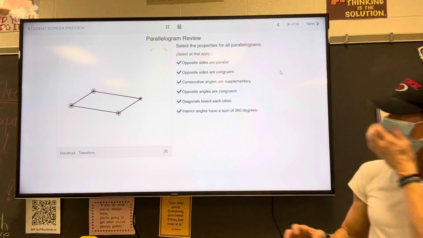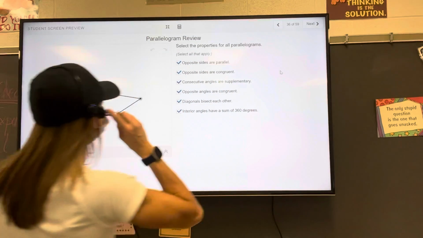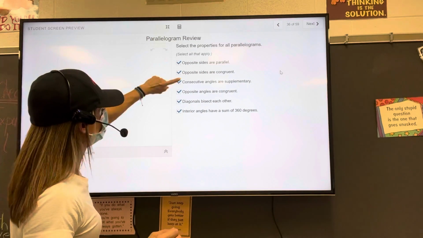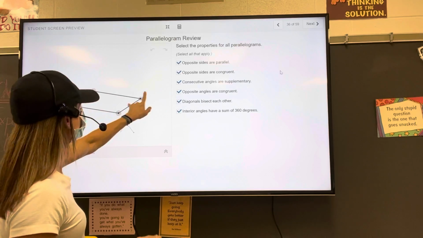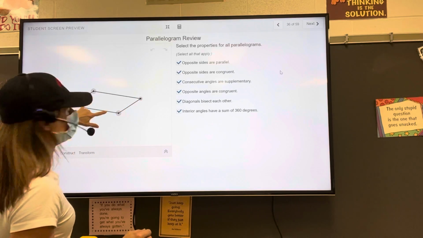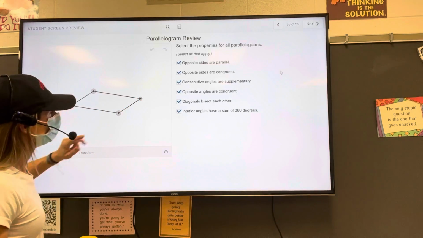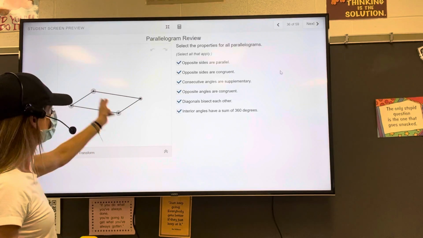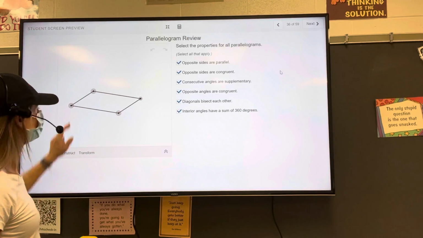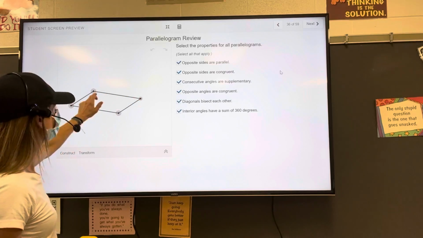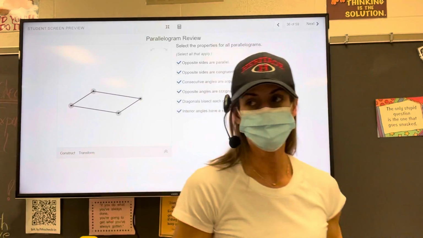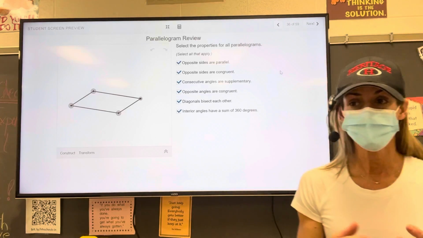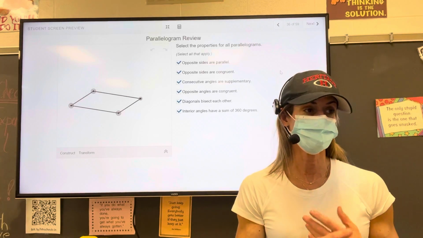So here are all the properties of parallelograms. Opposite sides are parallel and congruent. Consecutive angles, they're right next to each other, are supplementary. Opposite angles are congruent. And the diagonals bisect each other. And all the interior angles add up to 360 degrees. Okay, so those are properties of parallelograms. So they apply for all the parallelograms that we're going to learn about today.